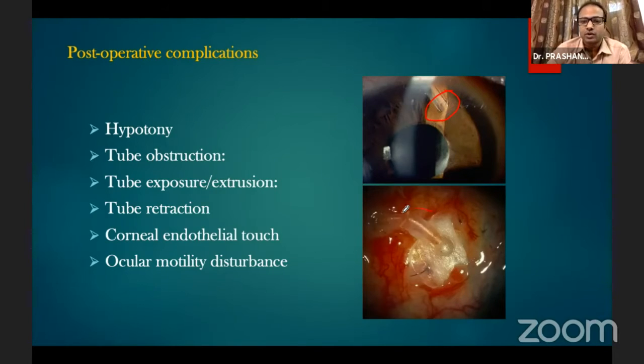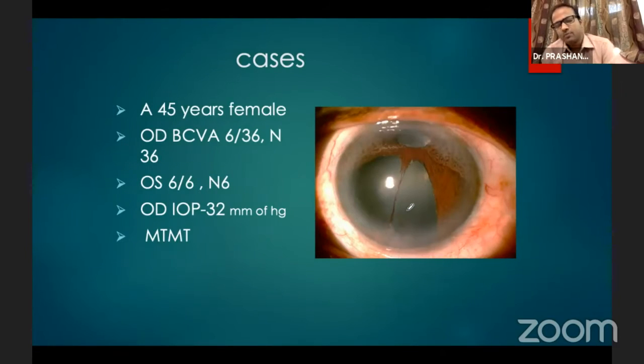And this is a photo showing the exposure of an explant also. So the explant can also get exposed. So it is very important to cover that with the graft. There can be corneal endothelial touch, and also there can be ocular motility disturbance, particularly if you're doing it in the superior nasal quadrant. That is why the superior nasal quadrant should be avoided, because there is very little space over there, so you can get a motility disorder.